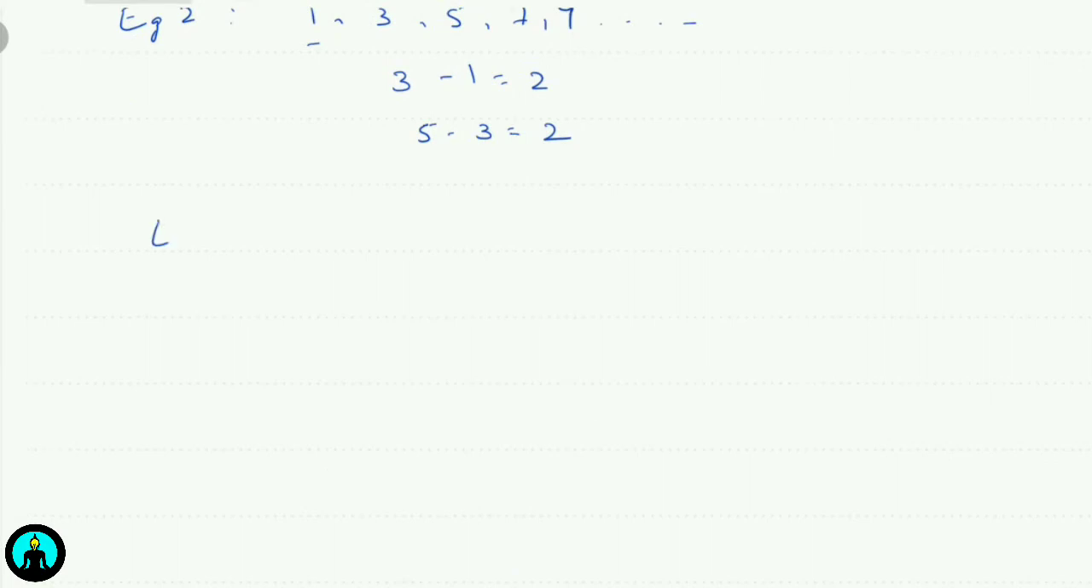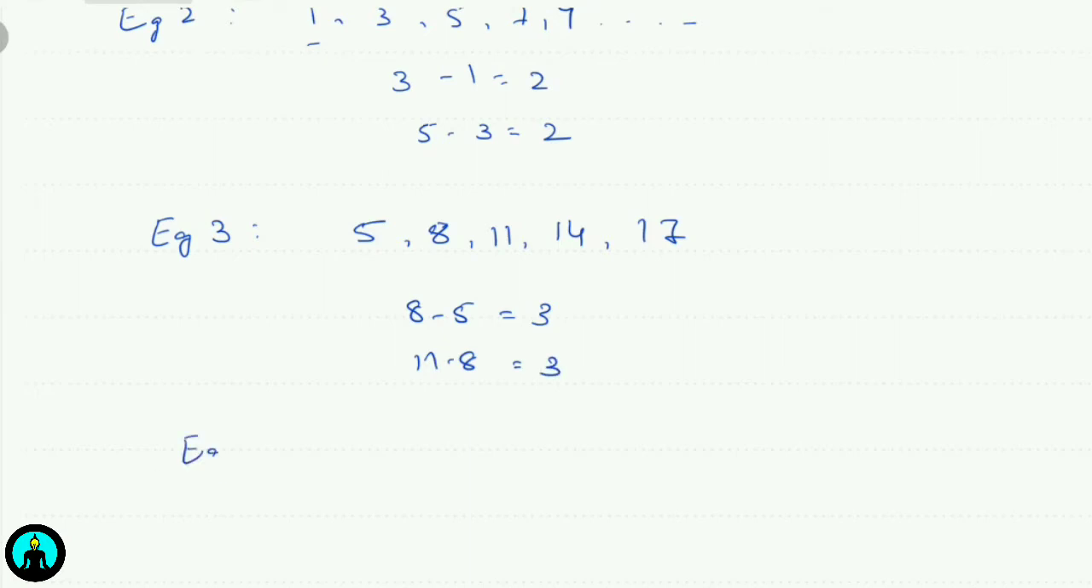Consider one more example, 5, 8, 11, 14 and 17. Here 5 is the first term, 8 is the second term. Similarly 11, 14, 17 are the next terms. So the common difference is calculated by subtracting the preceding number from the number. 8 minus 5 is equal to 3 and 11 minus 8 is equal to 3. So the common difference is the same in this case also.